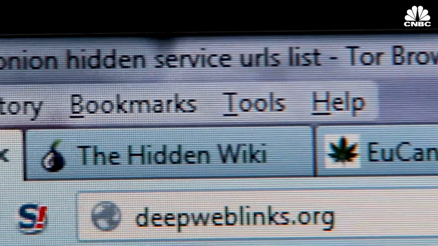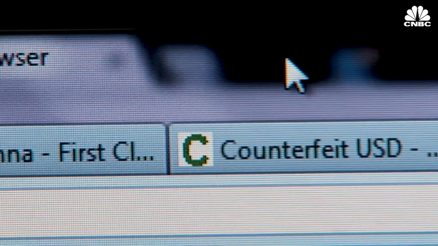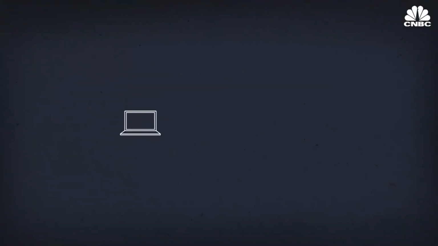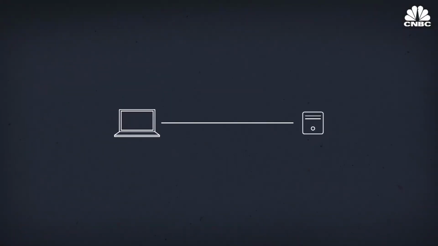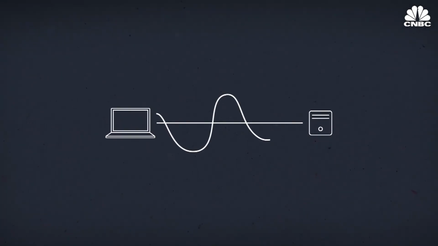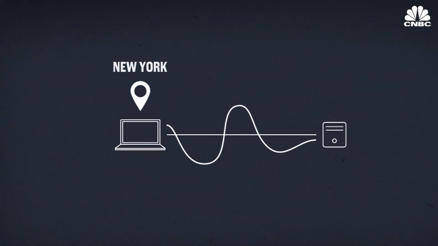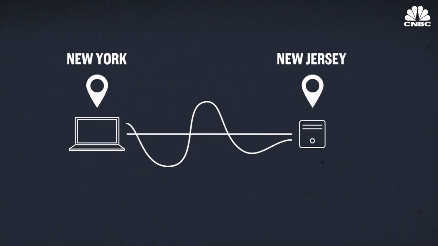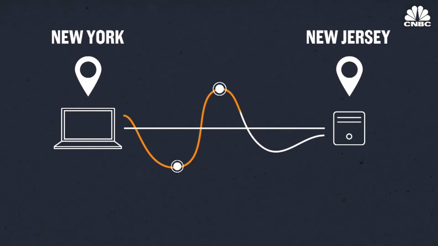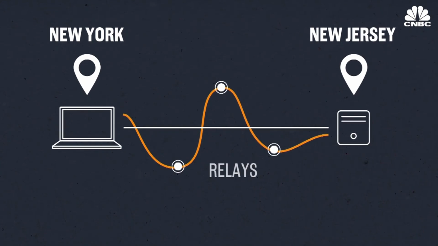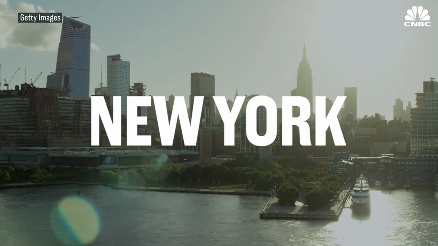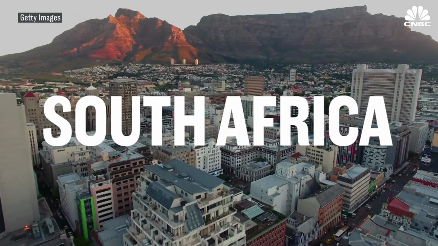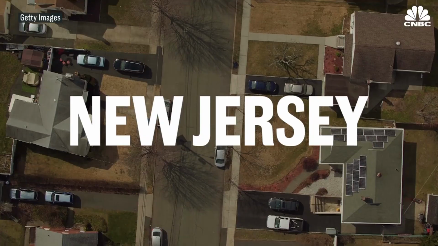The Tor browser looks like any other, except there's a whole lot happening that you don't see. Instead of your connection request bouncing from its origin right to its destination, Tor sends your request on a much more roundabout route. So let's say you're in New York and you want to search a site hosted in New Jersey. Instead of connecting you directly, the Tor browser takes you on at least 3 random detours called relays. So your request could go from New York to South Africa, from South Africa to Hong Kong, and then from Hong Kong to New Jersey.